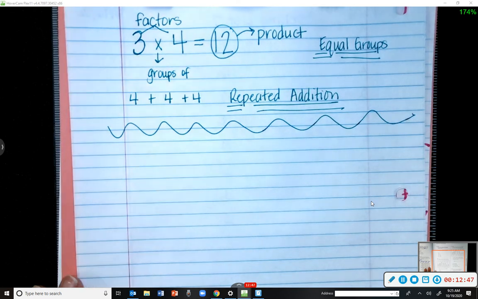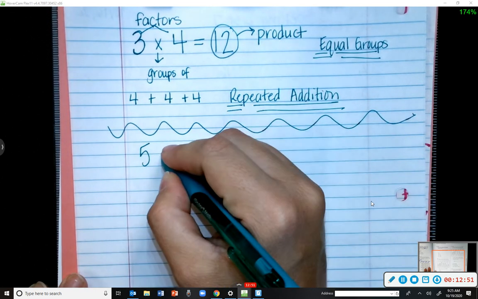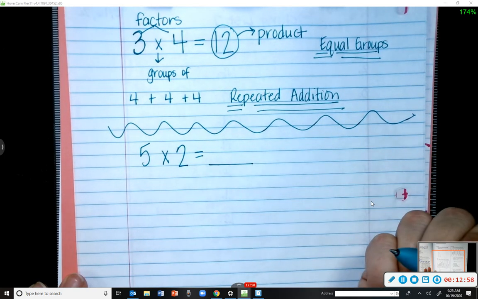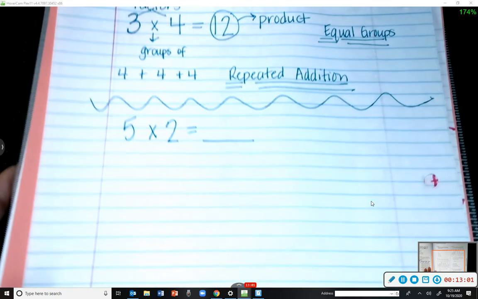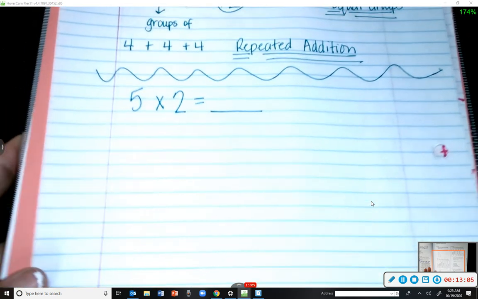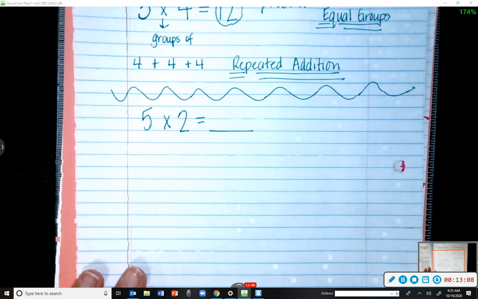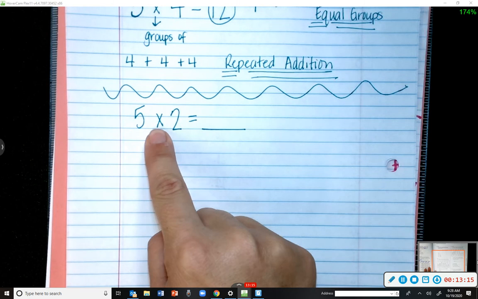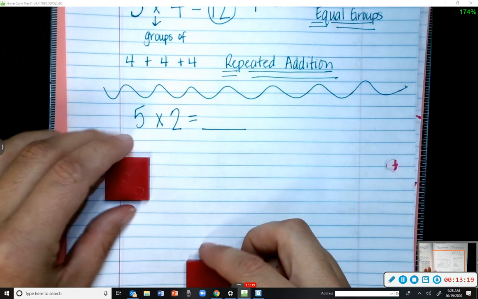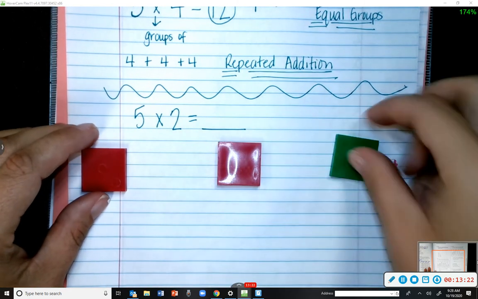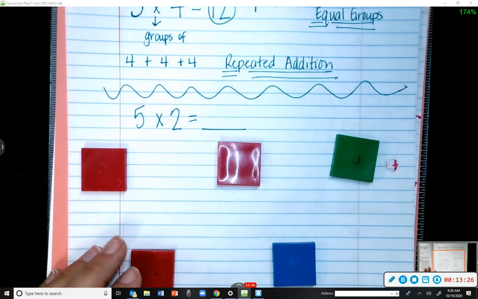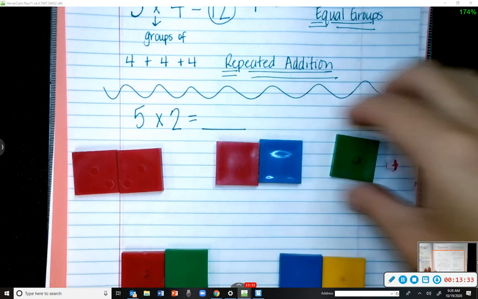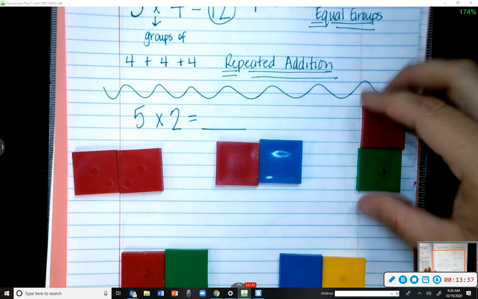I want you to make 5 groups of 2. Tell me what your answer is and then write the repeated addition. 5 groups of 2 with your manipulatives. Okay, let's look at what your groups would look like for 5 times 2. We would read this as 5 groups of 2. So I need to make 5 groups. There's 1, 2, 3, 4, 5 groups, and then I have 2 in each group. Okay, there's 5 groups of 2.